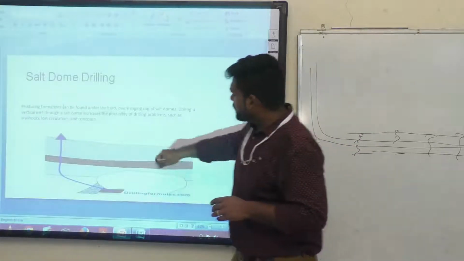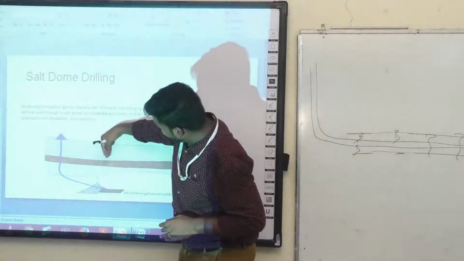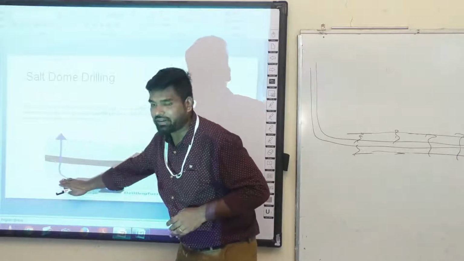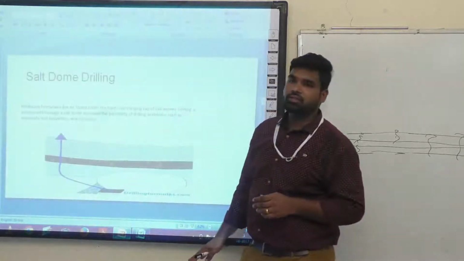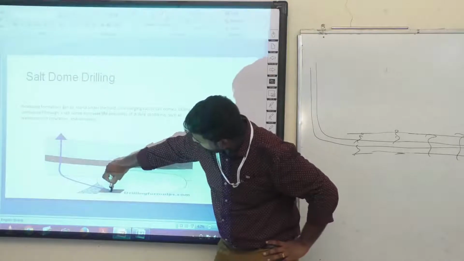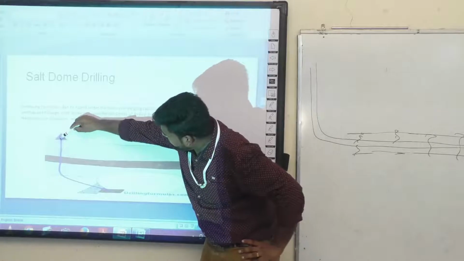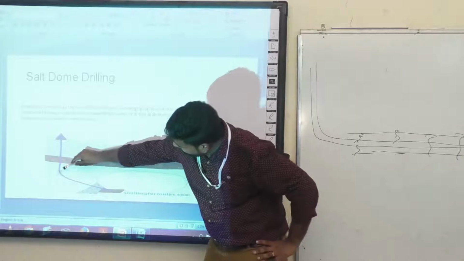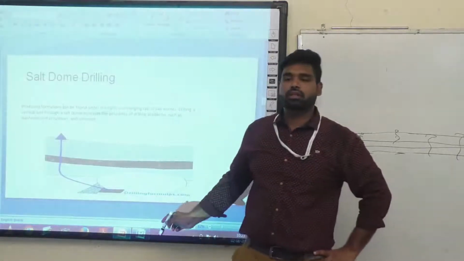So, what you have to do, you just want to avoid the salt dome area. You have to go beyond that and drill a vertical well from here, and then you have to deviate the well and fetch the hydrocarbon which is under the salt dome. Here, this is your hydrocarbon area which is under the salt dome. So what I am doing, I am going beyond the salt dome area, I am just drilling a well here, and then I am deviating the wellbore, and I am coming to the reservoir to fetch the hydrocarbon from this reservoir.